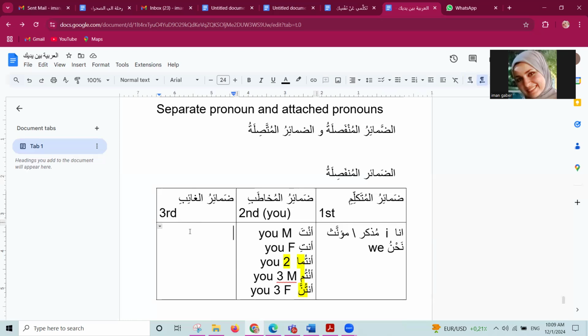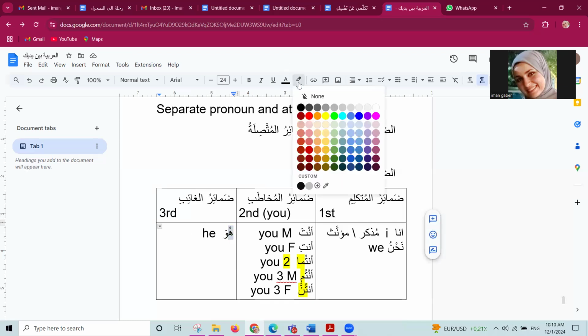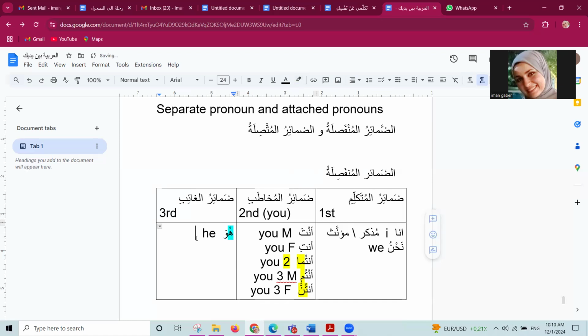Okay, for ضمائر الغائب, we have he and she, and nothing to say about them, of course. He is هو, that means he. Very clear because it's very close to the English, even like both of them start with the letter h. Okay, and let's also look at this because all of the pronouns that are coming in ضمائر الغائب, all of them start with h also. So هو means he, and هي means she. See, هو, هي, he and she.